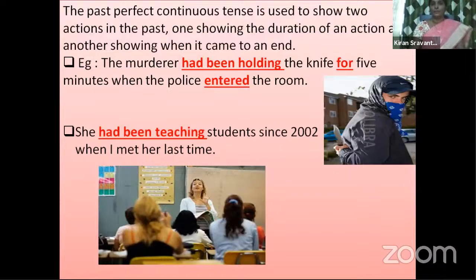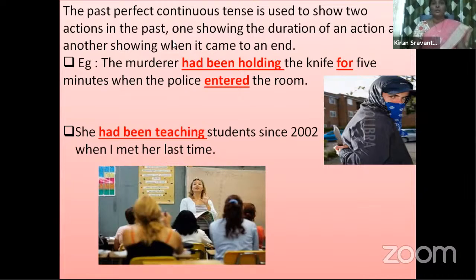The murderer had been holding the knife for 5 minutes when the police entered the room. The police entered the room, so this is the completed action, and we expressed it in past simple tense. In the first part of the sentence, the murderer had been holding the knife, that means it was still in his hands for 5 minutes, even after the police came. So we are using past perfect continuous tense because we have also been given the hint along with past simple reference.